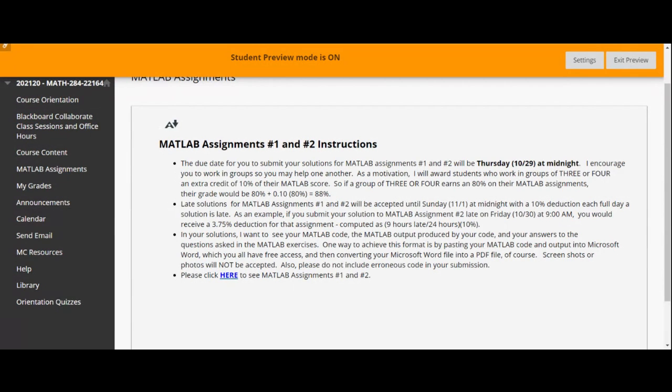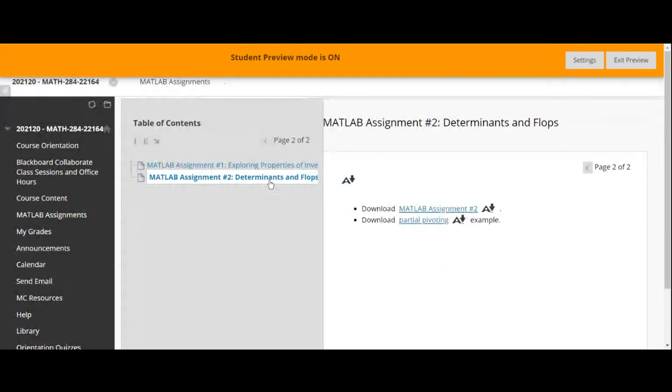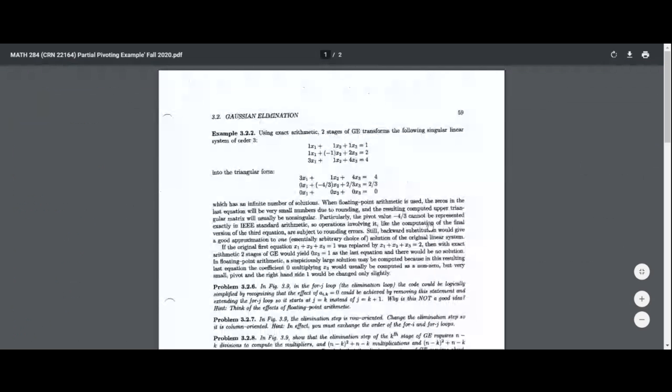Okay, that's 3 weeks from today. So you click here to see MATLAB assignments 1 and 2. And by MATLAB assignment 2, I have a partial pivoting example. So if you click on partial pivoting, this is the example, and you can download this example. The reason I'm suggesting maybe you do that is the type's a little bit small, and you could bring it on your computer and magnify it.